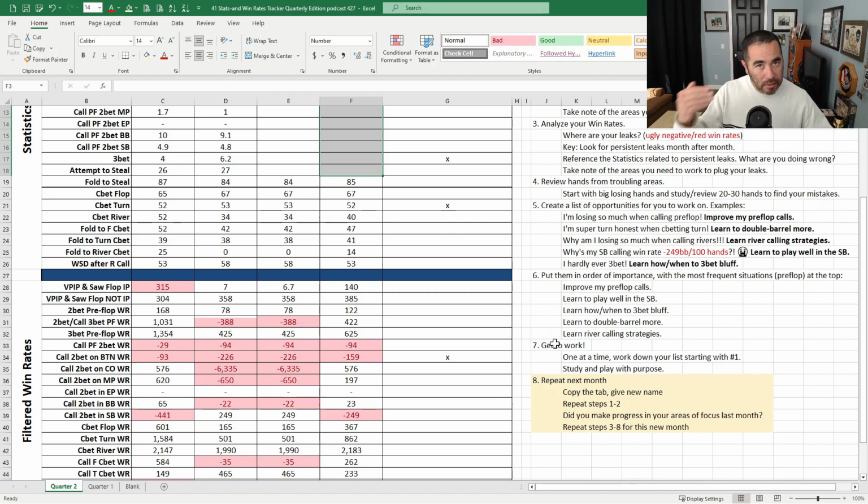And then you're going to repeat this process every single month, analyze those quarterly numbers at the beginning of every next month, right?